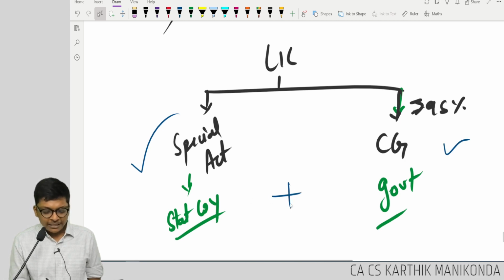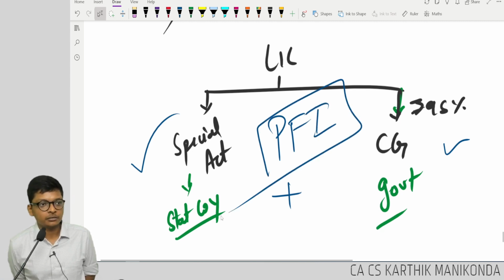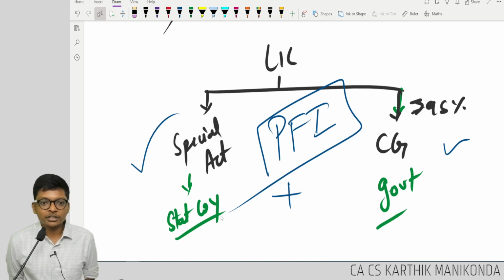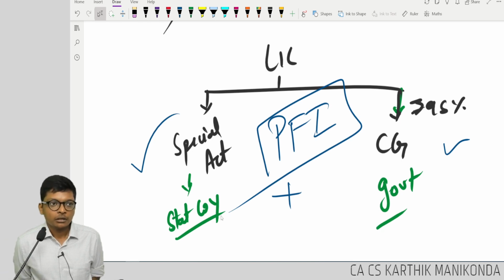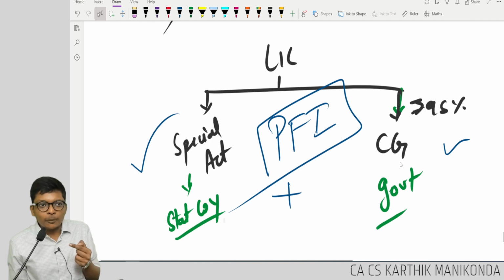So a statutory company plus government company is called a public financial institution, PFI. Are you following, guys? Why public financial institution? Who invested in this company? Government. Who gave money to government? Public.